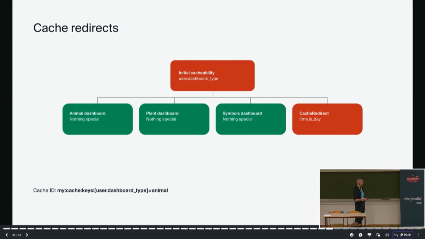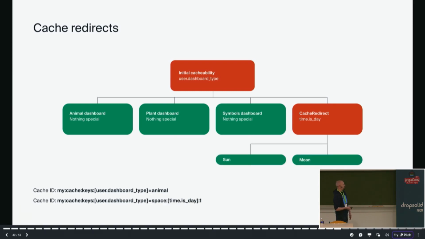So it again has the cacheable dependency trait. And the variation cache is clever enough to ask itself that if it's getting something back from the cache and it's an instance of the cache redirect, it will go to the cache again. So now it will say, okay, I knew the user dashboard type was space, but before I can find the actual item, what is the time of day? Is it daytime? Is it nighttime? It combines those two to form a longer cache key, and it finds the sun. So it actually just goes to itself again, but with this longer string. So these strings get built incrementally.